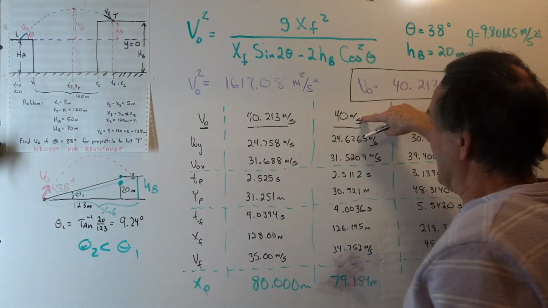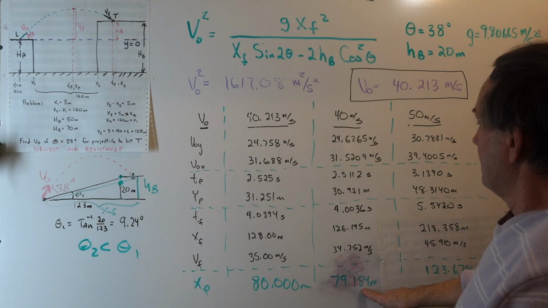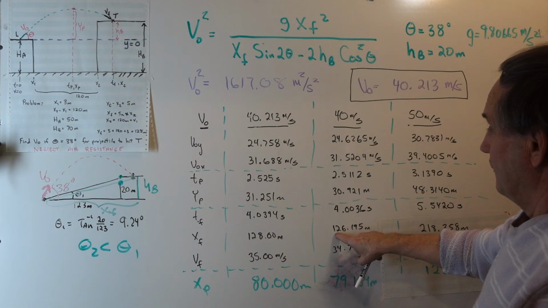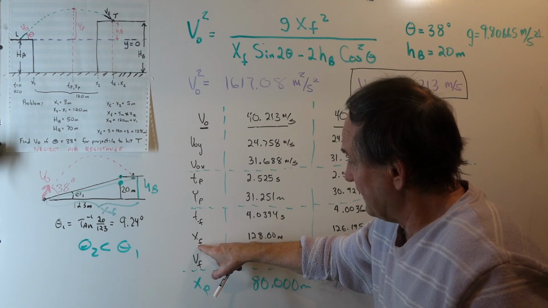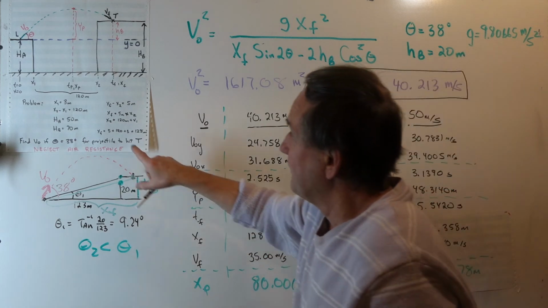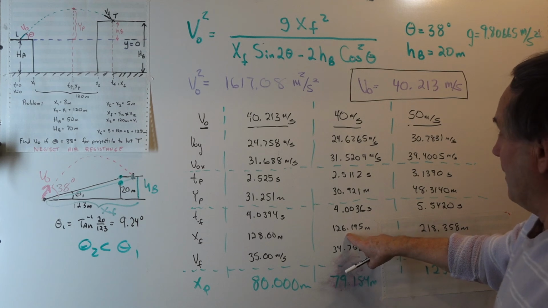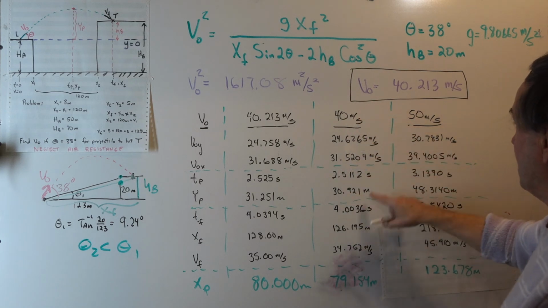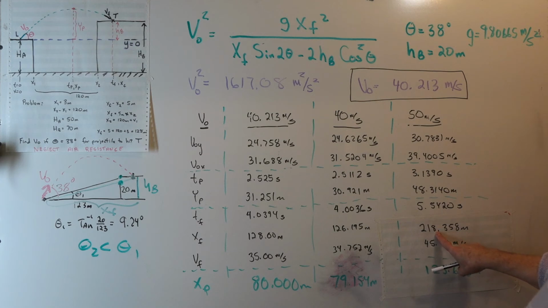Now if we go a little bit less than the required velocity, we can see we fall short of the target a bit. The target is out at 128 meters. That's what we solved for here. And we land a little bit short. We're almost 2 meters short of hitting the target when our initial velocity is 40 meters per second. And when we up our velocity to 50 meters per second, we overshoot the target by almost 100 meters.